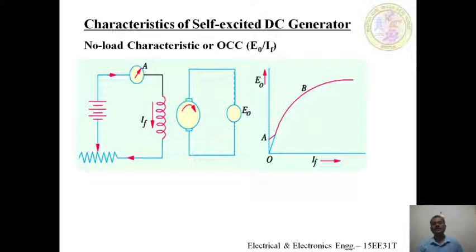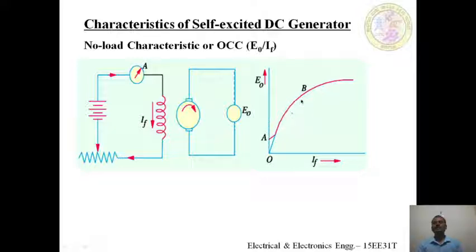In the field winding of a DC shunt generator, there exists some residual flux. Due to that residual flux, a small amount of EMF is induced even when the field current IF is 0. That is represented by OA. That is why the curve starts from a little above zero.